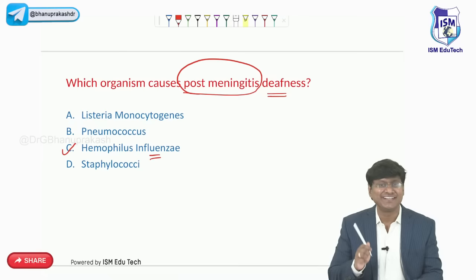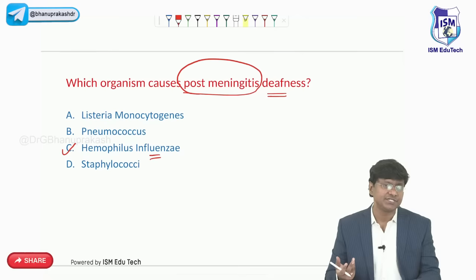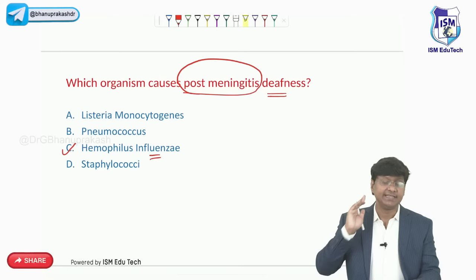And what will be the important clinical features in case of meningitis? It is high-grade fever, headache, and neck rigidity. There will also be projectile vomiting and photophobia. So these will be the features in case of meningitis.